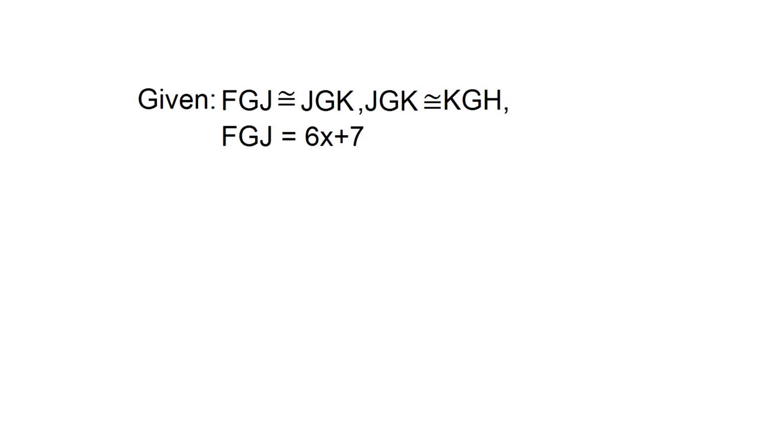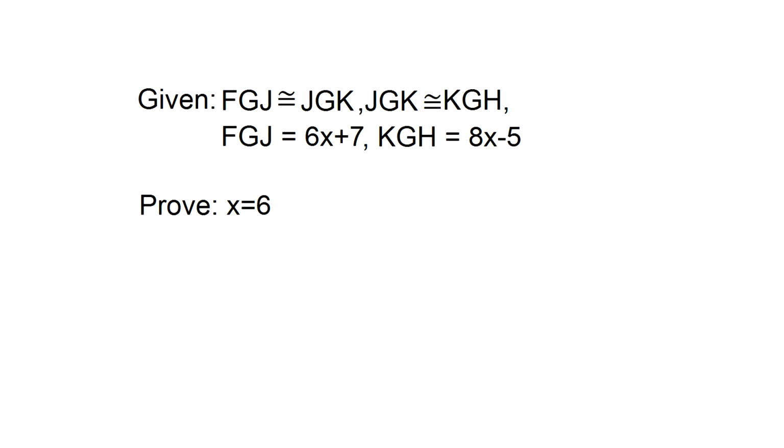In this diagram, we are given that the angle FGJ is congruent to angle JGK, and that the angle JGK is congruent to angle KGH. We are also given that the measure of angle FGJ equals 6x plus 7, and the measure of angle KGH equals 8x minus 5. We are then told to prove that x is equal to 6.